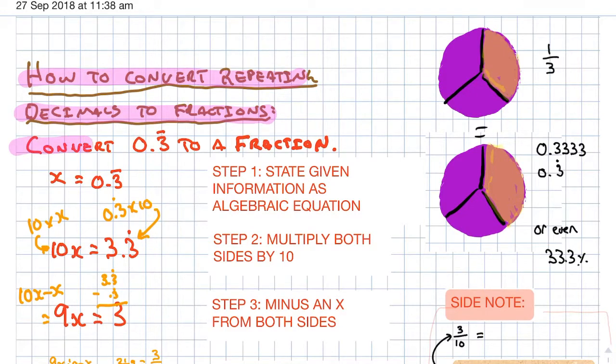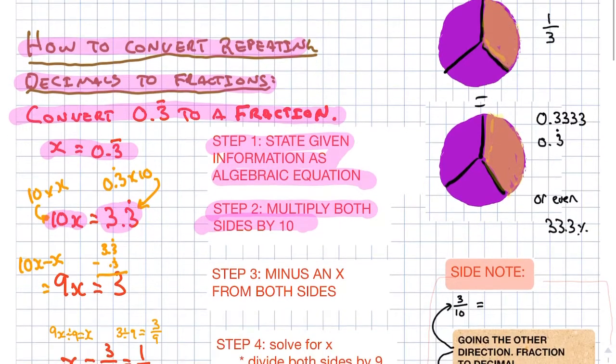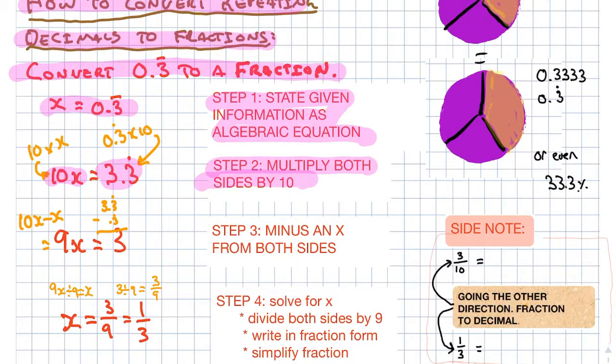Let's convert 0.3 repeat to a fraction. So step one is state the given information as an algebraic equation. Well, that's simple. x equals 0.3 repeat. Step two, multiply both sides by 10. So if we multiply x by 10, we get 10x. And if we multiply 0.3 repeat by 10, we get 3.3 repeat. And again, just to review, that's because you're moving your decimal place over by 1.